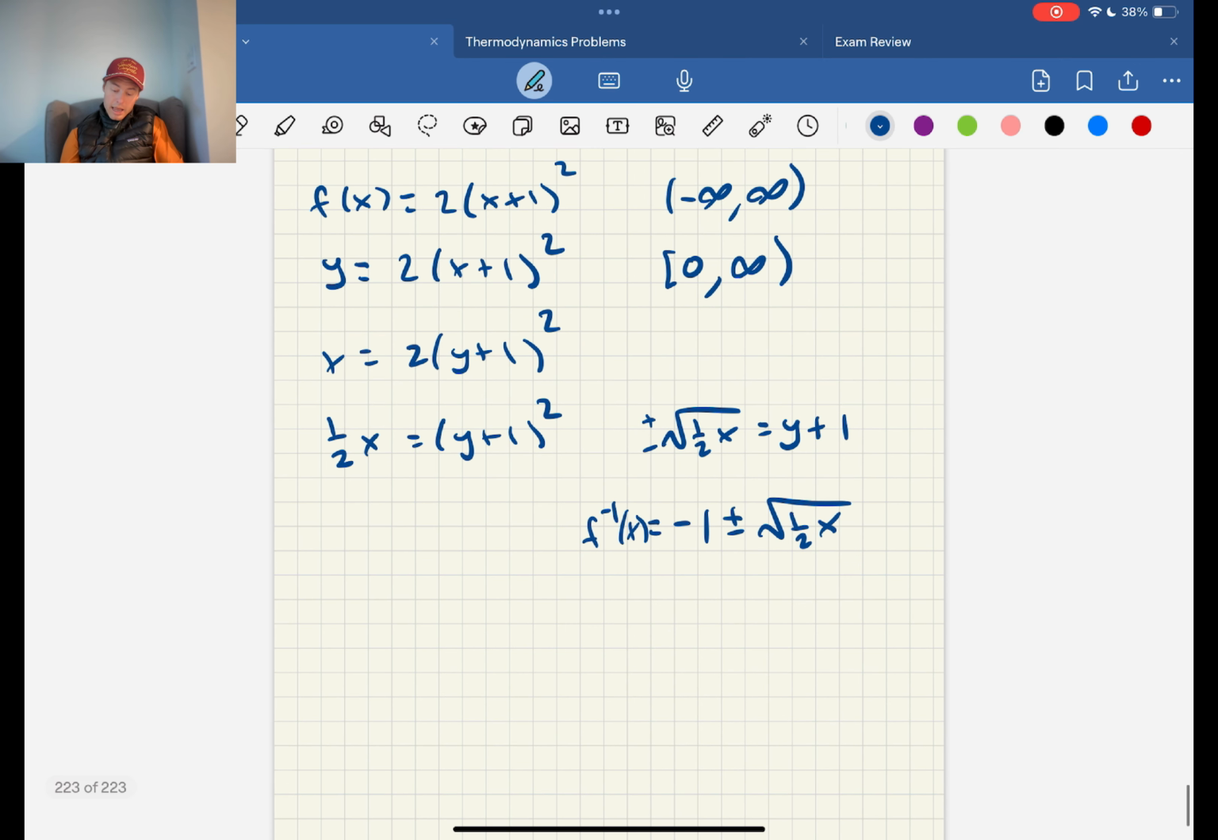Now, if you were to look at the inverse, you would find that the domain of the inverse would be from 0 to infinity. And you would find that the range was from -infinity to positive infinity. Okay? See if you can figure out why. That would be a good practice to see if you can identify that.